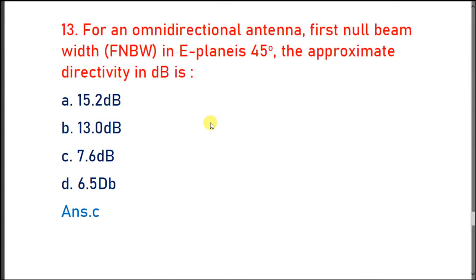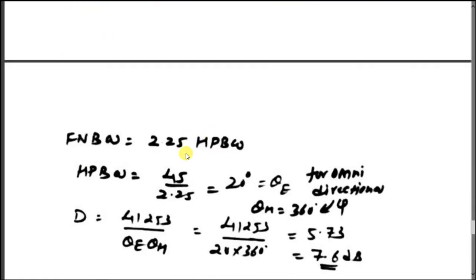For an omnidirectional antenna, first null beam width FNBW is given as 45 degree in the E plane. Approximate directivity in dB is this. So FNBW is given to you, that is 45 degree. In order to find out the directivity, you have to find the value of half power beam width, and you know the relation between FNBW and half power beam width, that is FNBW is equal to 2.25 multiplied by half power beam width. So you put the value of FNBW, you will get half power beam width as 20 degree, that is equal to theta E. Always remember half power beam width is generally measured from the E plane, so that is equal to theta E.